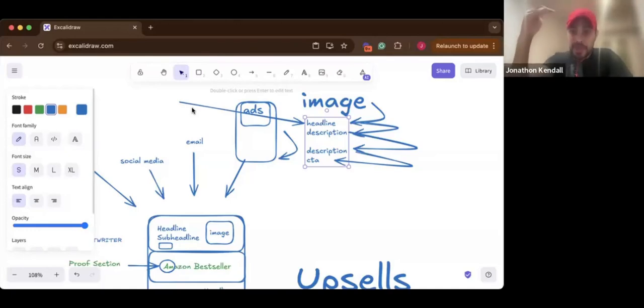So the image, the job is to get you to read the headline. And then if you read the headline, you'll read the description. And if you read the description, you see the CTA. If you see the CTA and you like it, you might click on it. And if you click on it, then you're going to go to the website.